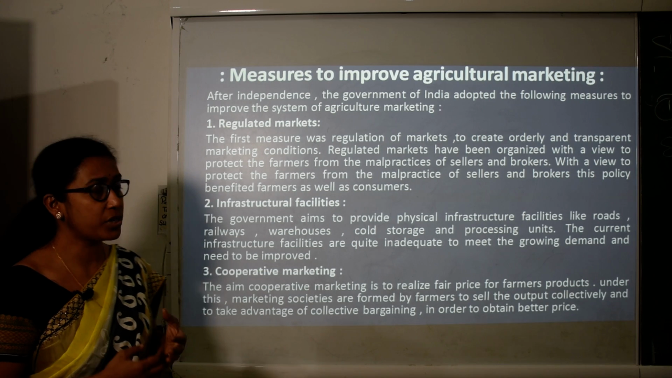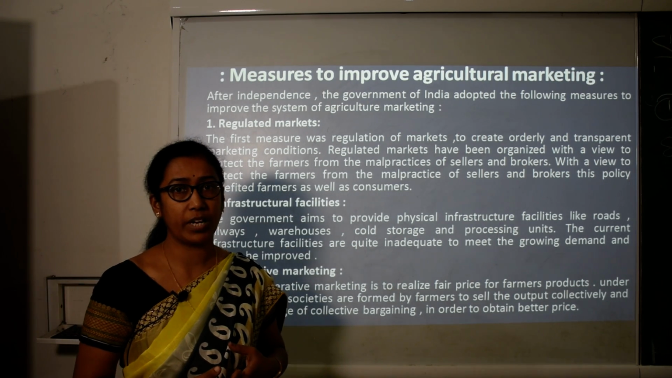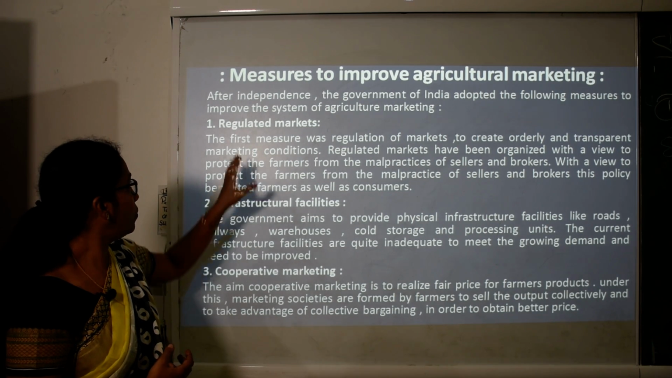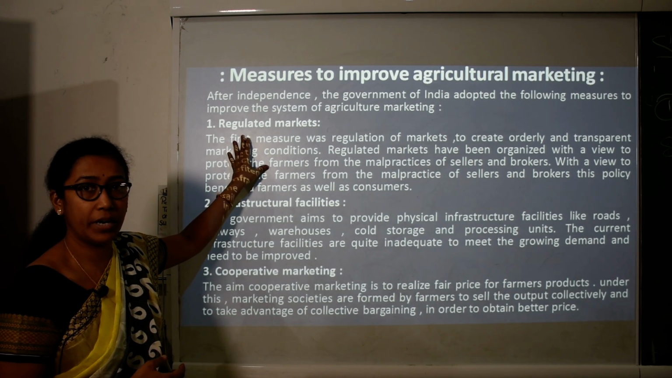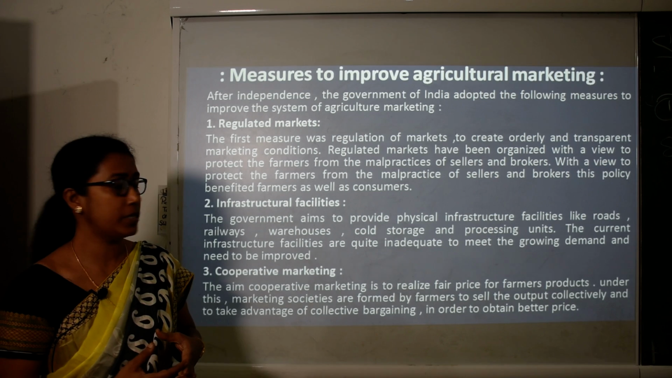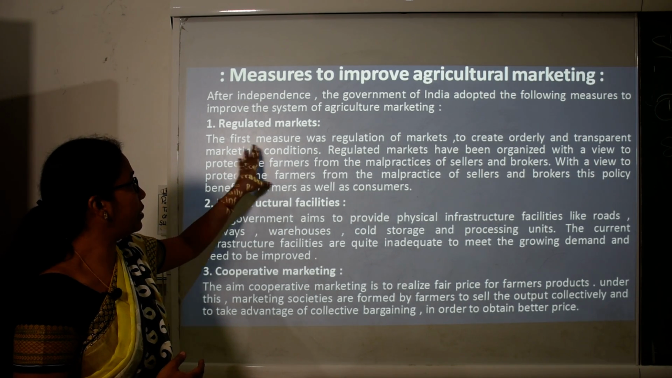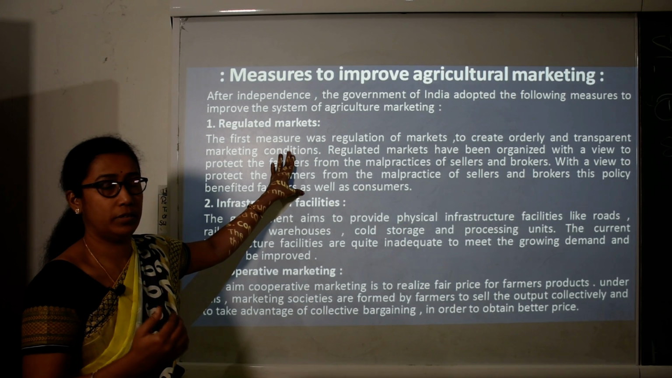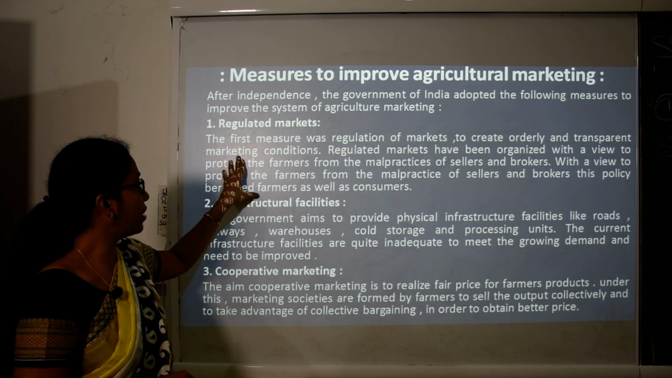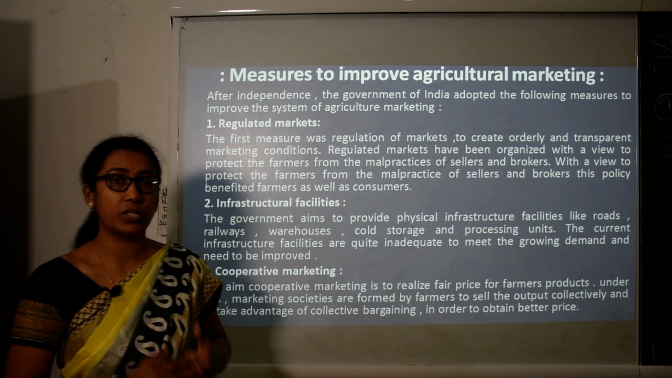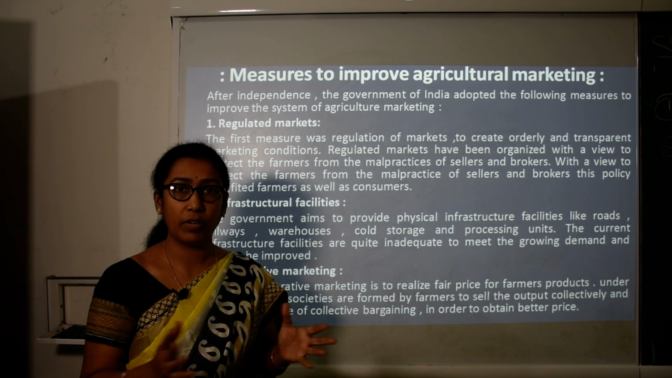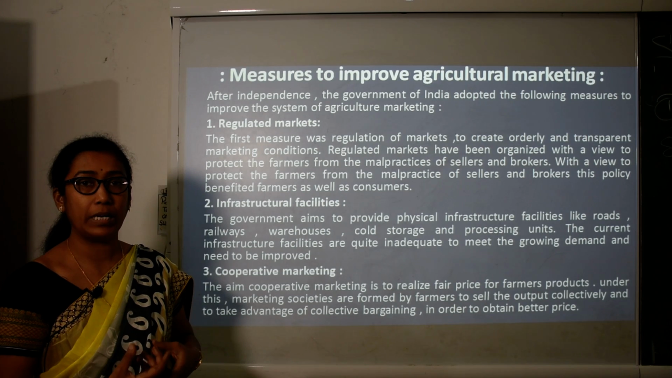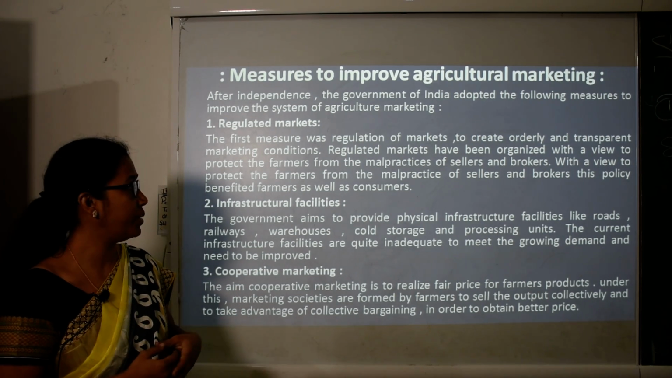So, there are some measures or steps which can be taken to improve this agricultural marketing system, and what we can do is have a regulated market, that is a controlled market. This means the first measure is regulation of the market to create orderly arrangements and transparent marketing conditions. When we say transparent, that means it should not have any malpractices, black marketing, and no involvement of money lenders or rich landlords should be there.